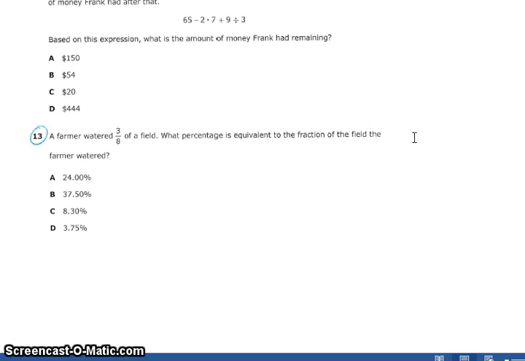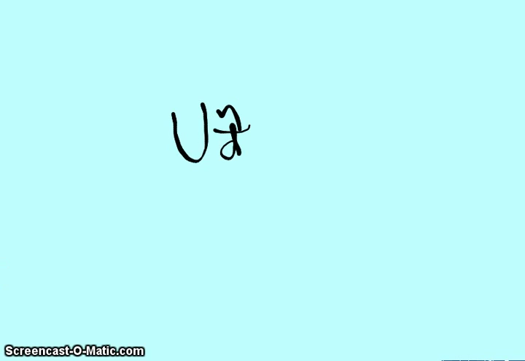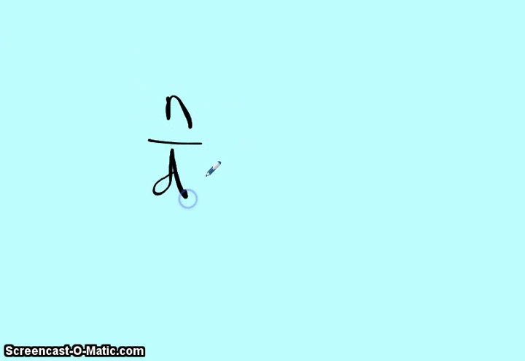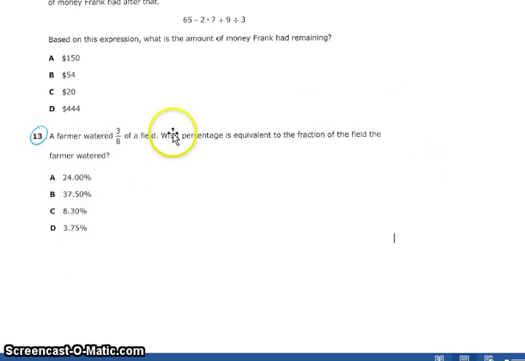Next one. A farmer watered 3/8 of a field. What percentage is equivalent to the fraction of the field the farmer watered? Okay, so you're going to want to take your fraction, which you'll plug in like so, and then you will convert it into a percentage. Alright, that's a button on the calculator as well you should be familiar with. Once you have that answer, look very carefully at your answer choices and make sure that you pick the one that matches directly with your calculator answer.